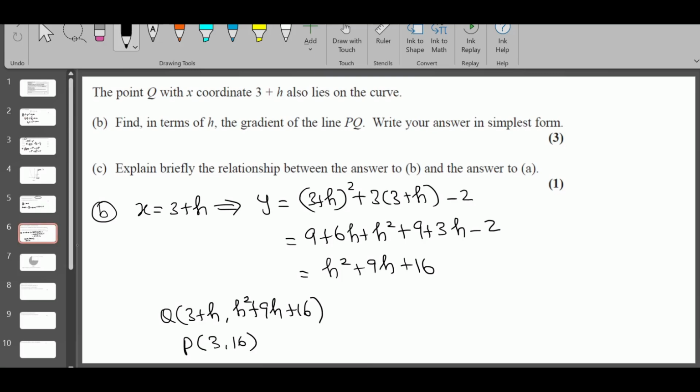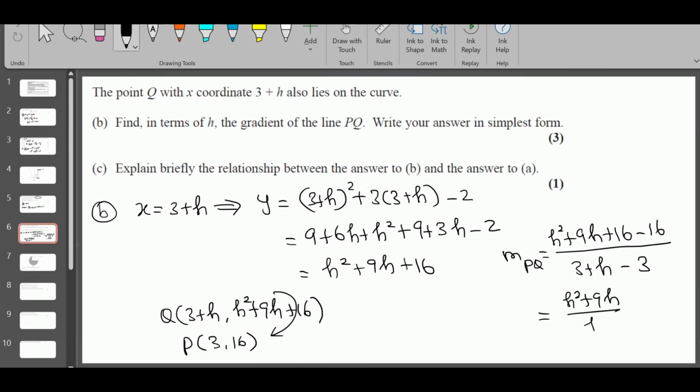Now the slope of PQ, that's what they want you to find. y2 minus y1, so h squared plus 9h plus 16 minus 16 over x2 minus x1. So you get h squared plus 9h over h. You take h as a common factor from the numerator and cancel it. Therefore, the answer is h plus 9. That's the answer for part B.